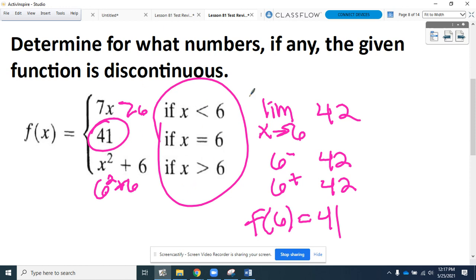So if we want to know, hey, does this actually match up? We're looking for it to have a limit and to have a value and for those things to be the same. So when we look at the limit of this function as x goes to 6, we look from the left-hand side, which is this less than, we get 42. From the right-hand side is the greater than part. We plug in, we again get 42. So the limit is 42 as x approaches 6. So that's great. It has a limit. But then the actual value, what is f of 6? It's 41. So because these two don't match up, the function is discontinuous at 6.